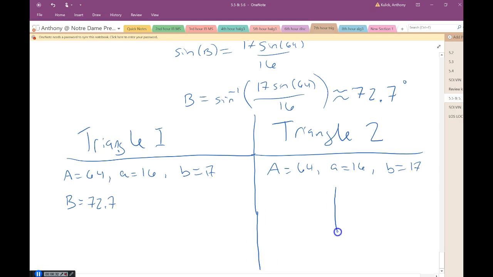For triangle 2, our one answer for sine inverse is 72.7, but sine is also positive off in this quadrant. Yes, Bella?